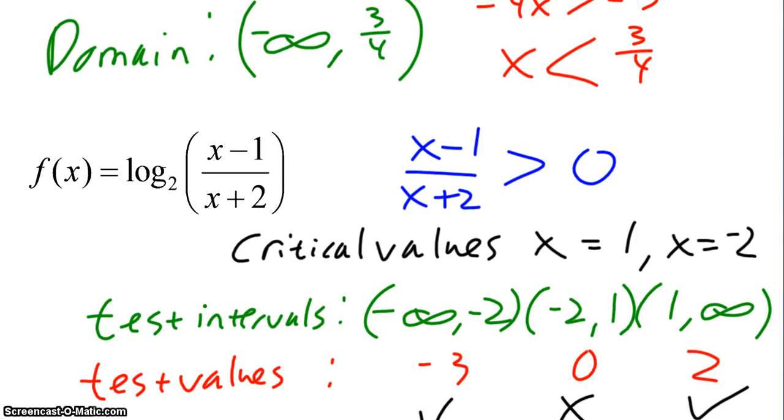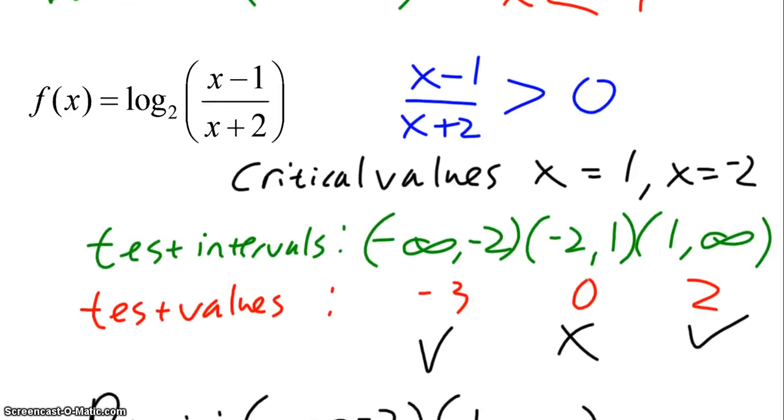On the second one, f of x equals log base 2 of (x minus 1) over (x plus 2). So we start out the same way: (x minus 1) over (x plus 2) is greater than 0. This is a rational inequality. We do not multiply both sides by x plus 2. We need to find our critical values, which is where we set the numerator equal to 0 and solve for x, and we set the denominator equal to 0 and solve for x. It's already factored for me in this case, so I just get x equals 1 and x equals negative 2.